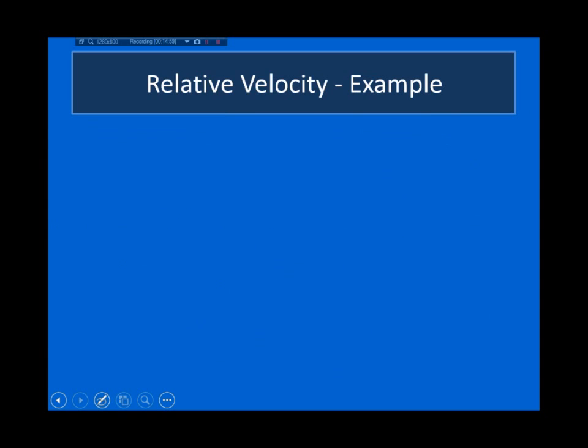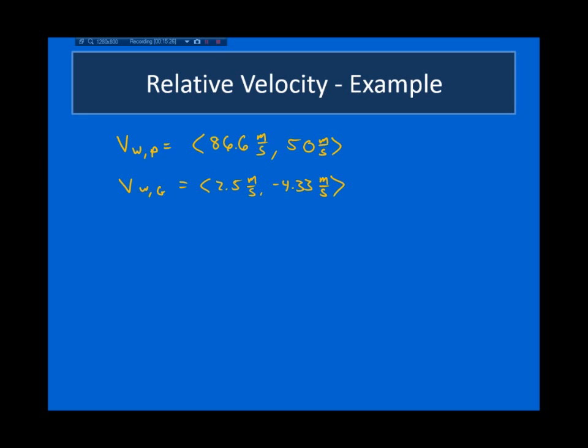Okay? So the question is, how do I find the velocity of the plane with respect to the ground? So I've been given, let me write this down. We found the velocity of the wind with respect to the plane. This was 86.6 meters per second and 50 meters per second. And the velocity of the wind with respect to the ground, this was 2.5 meters per second and minus 4.33 meters per second. So I'm looking for the velocity of the plane with respect to the ground.